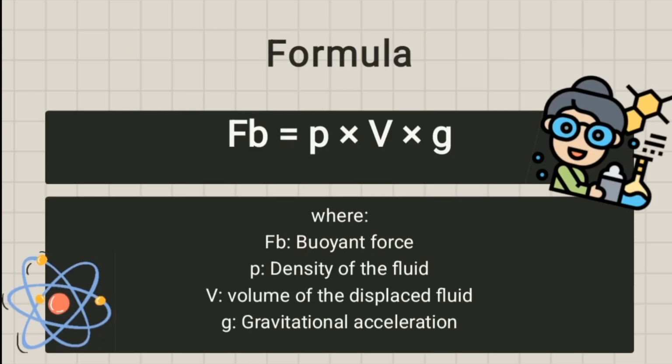The formula for finding the buoyant force is F_B equals ρ times V times g, where F_B is the buoyant force, ρ is the density of the fluid, V is the volume of the displaced fluid, and g is the gravitational acceleration.